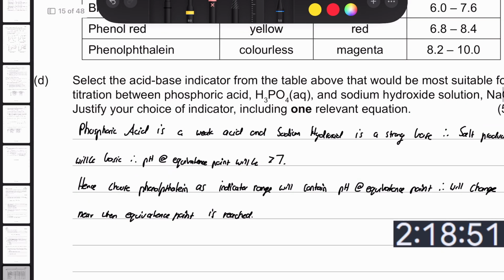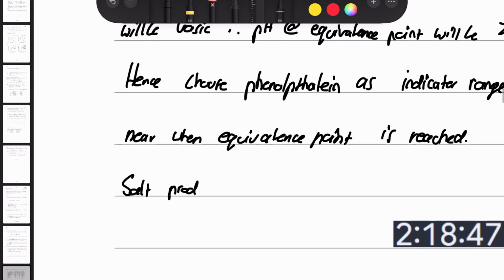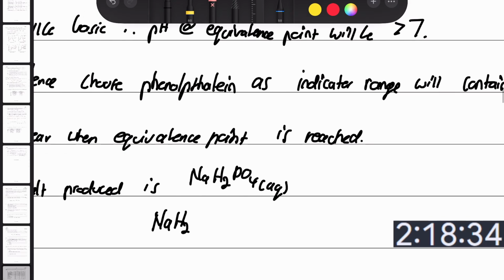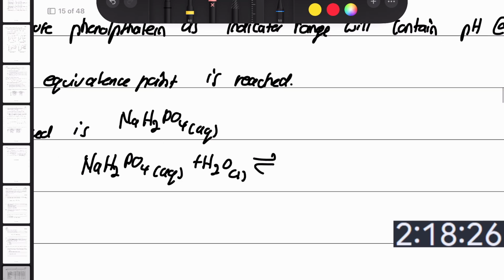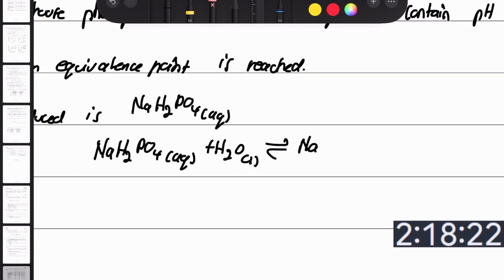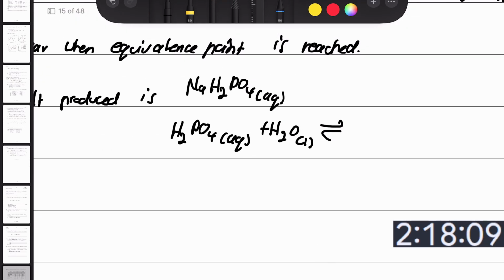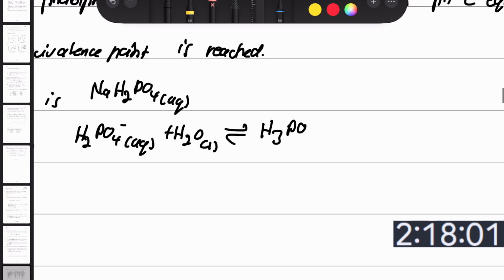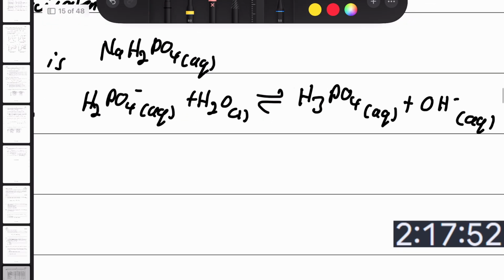We can say that the salt produced is going to be NaH2PO4 aqueous, and this plus water is going to give us HPO4 2 minus, sorry, H3O+ aqueous plus OH minus. That's basic.